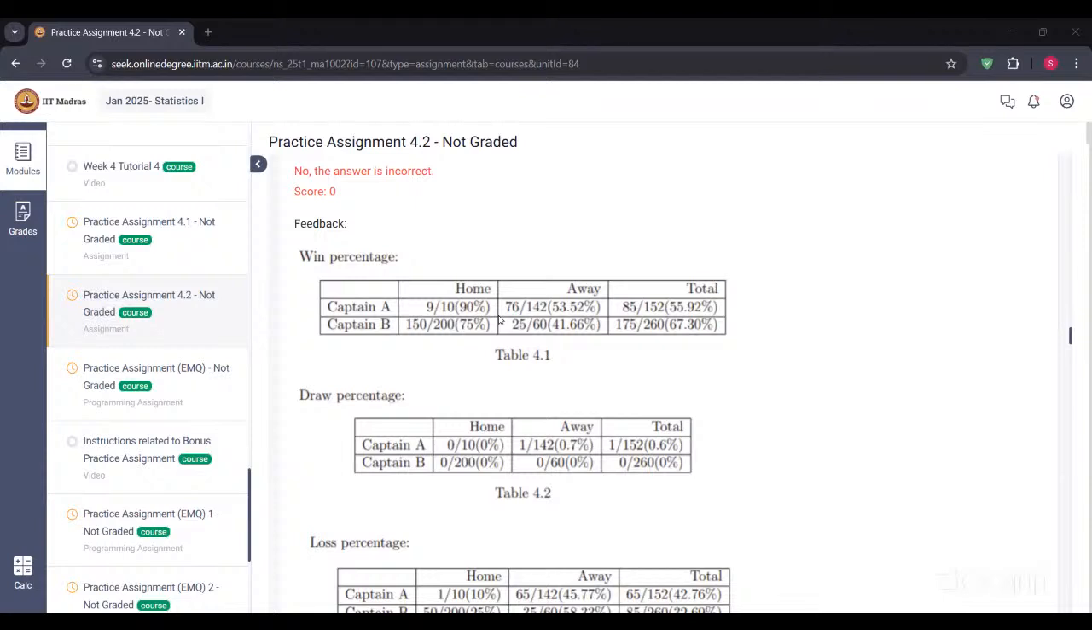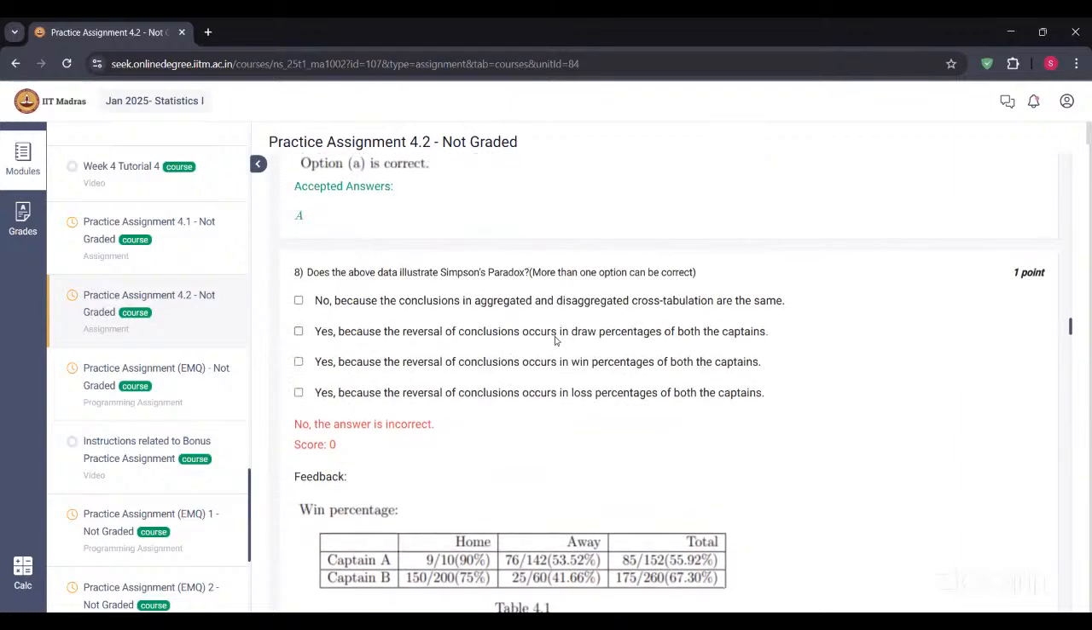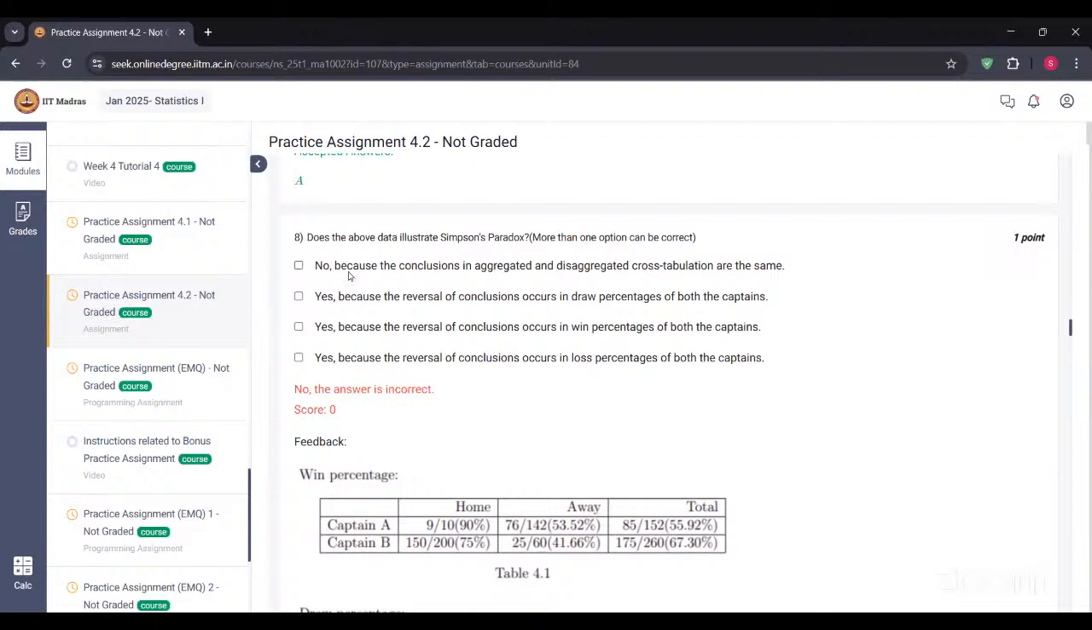Okay. And in the eighth question, the multiple choice one, could you please explain that part only? Okay, so basically, the question is: does the above data illustrate Simpson paradox? We have to tell whether it's illustrating the Simpson paradox. The first option is no, because the conclusions from aggregated and disaggregated cross-tabulations are the same. We already saw that it's showing the Simpson paradox, so this option is wrong, right?